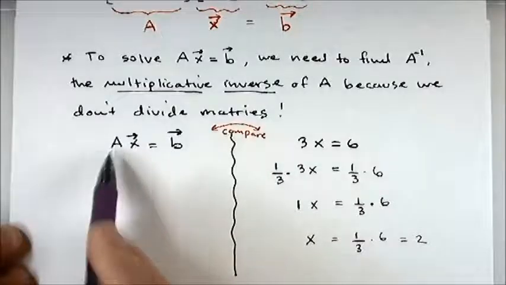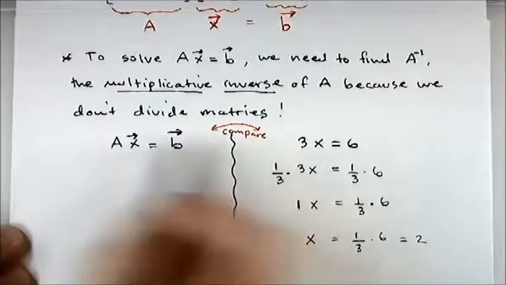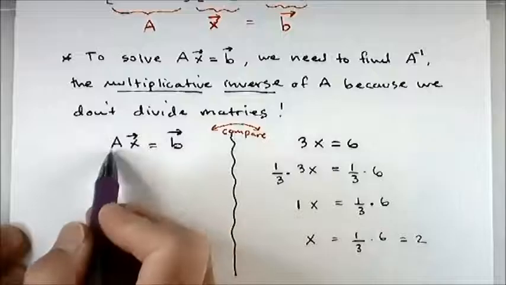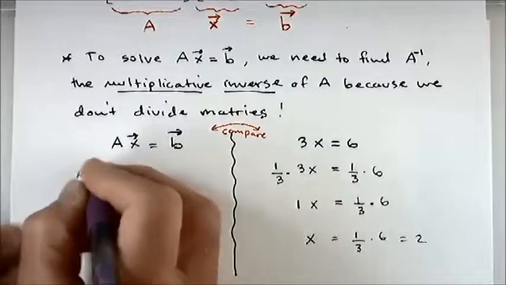If I get a matrix equation that looks like matrix A times x equals b, and my goal is to get x by itself, instead of dividing by A, what I'm going to do is multiply by the inverse, right?